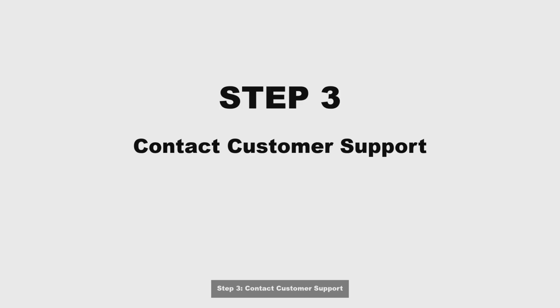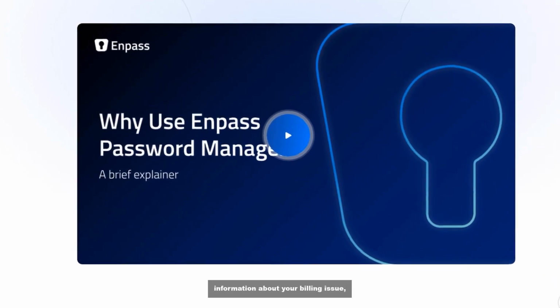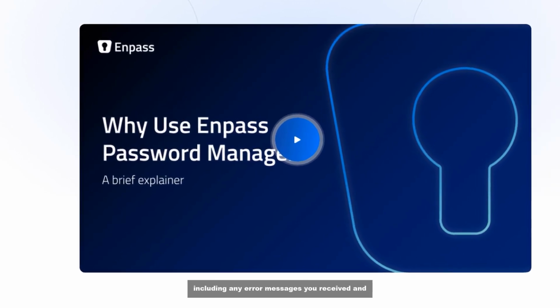Step 3. Contact customer support. If the issue persists, reach out to Enpass customer support. Provide them with detailed information about your billing issue, including any error messages you received and your account details.